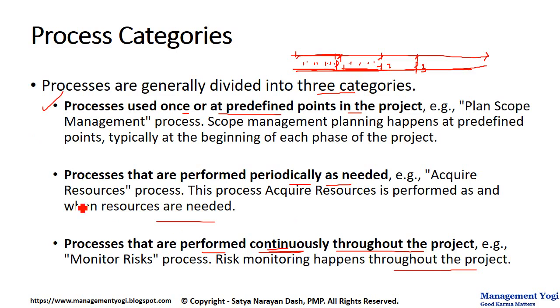As I told in the example, to simplify it again, predefined points is one point here, another point, another point. Periodically, in a sense, again, any time in between, it will be done as and when needed. And continuously means it is happening continuously throughout the life cycle of the project.